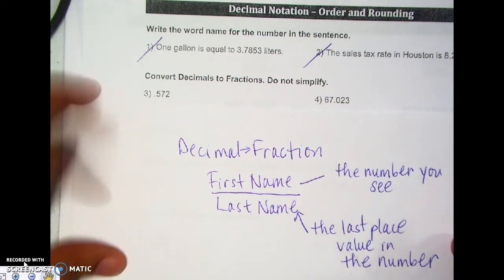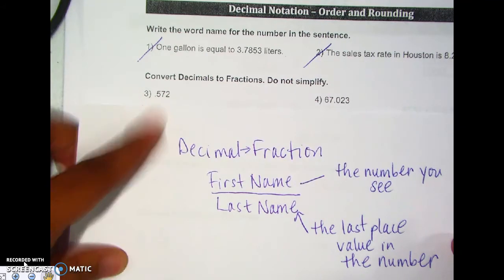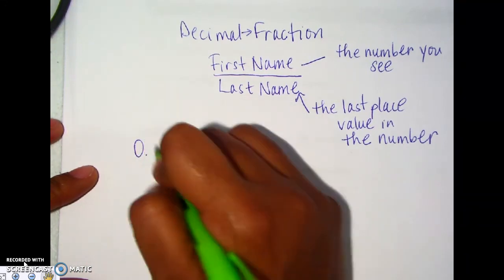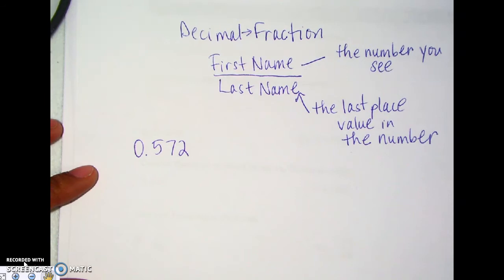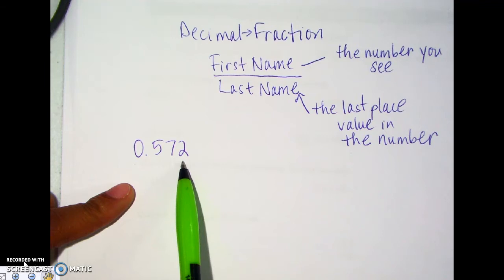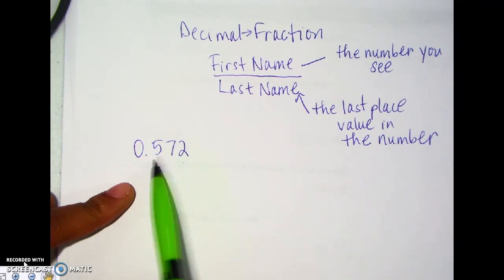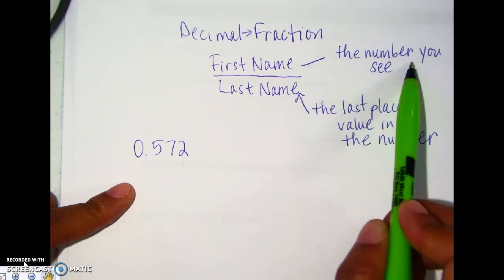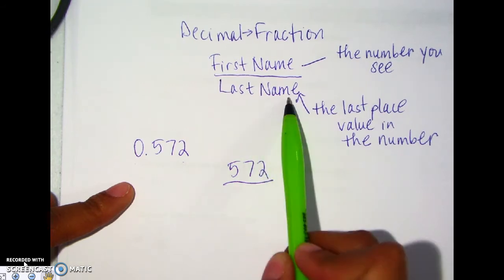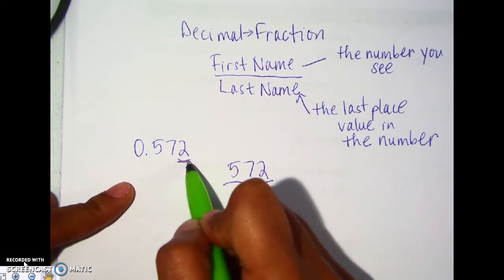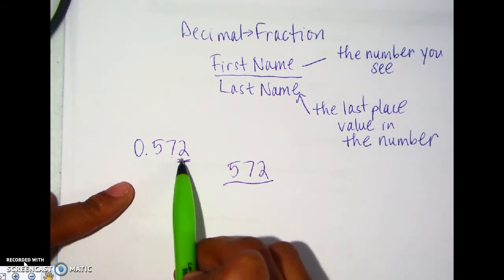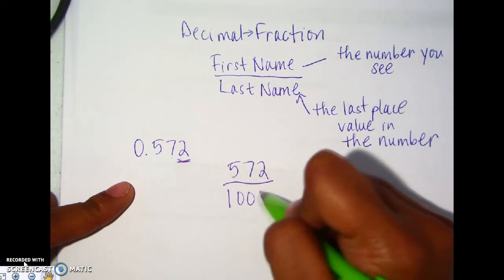Okay, I'm going to slide up for a second. So let's look at this number 3. If I was trying to change a number like 0.572 into a fraction, I would look at this number, and the number that jumps out to me is right here, this 572. That is my numerator, the number I see. So I have 572 over. The last name, again, is going to be the last place value in this number. So this is the tenths, this is the hundredths, and this is the thousandths. So I'm going to put 1,000 at the bottom.